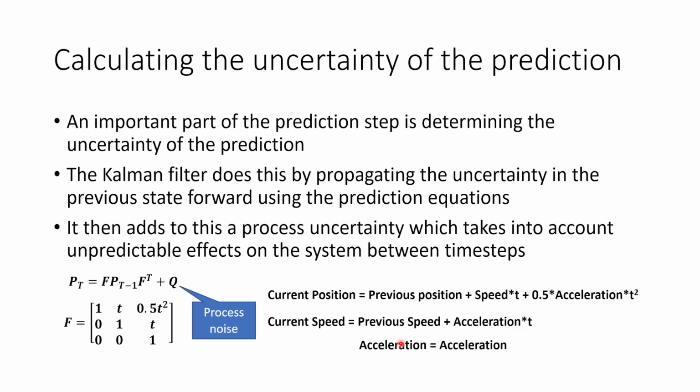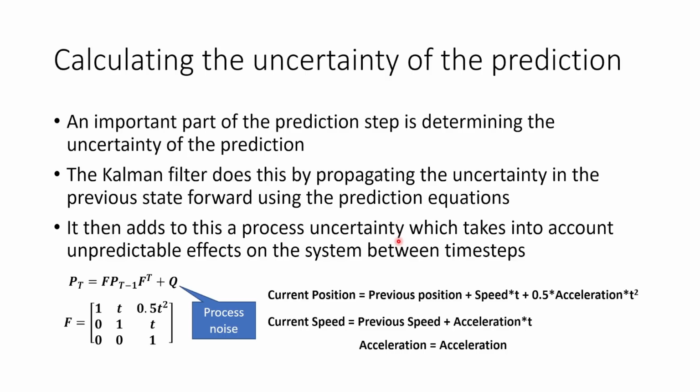But not only do we have to make a prediction, we also have to calculate the uncertainty of our prediction. And the Kalman filter does this by propagating the uncertainty that's inherent in the previous state forward using those prediction equations. So remember that we know the uncertainty of our previous state because we calculate that. And then we propagate that forward through the prediction equations. It then adds to this a process uncertainty which takes into account the unpredictable effects on the system between time steps. So the effects on the system that aren't being modeled by the Kalman filter.